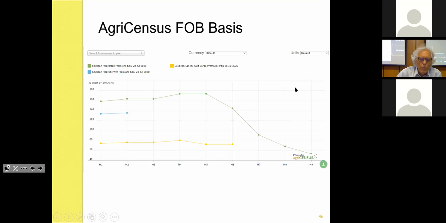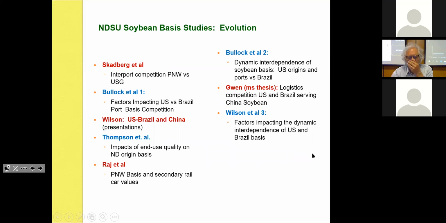This is a plot of the forward curve of the Brazilian basis. This is PNW, blue. The yellow one is US Gulf. This is the basis today for Brazil, going out here, peaking out in January and then falling. And you can see how sharply it's falling out to 9 months forward. That is really important for you because the decline in the bases in those out months in Brazil has the effect of lowering the bases in the US, which ultimately lowers the bases in the interior of the United States.